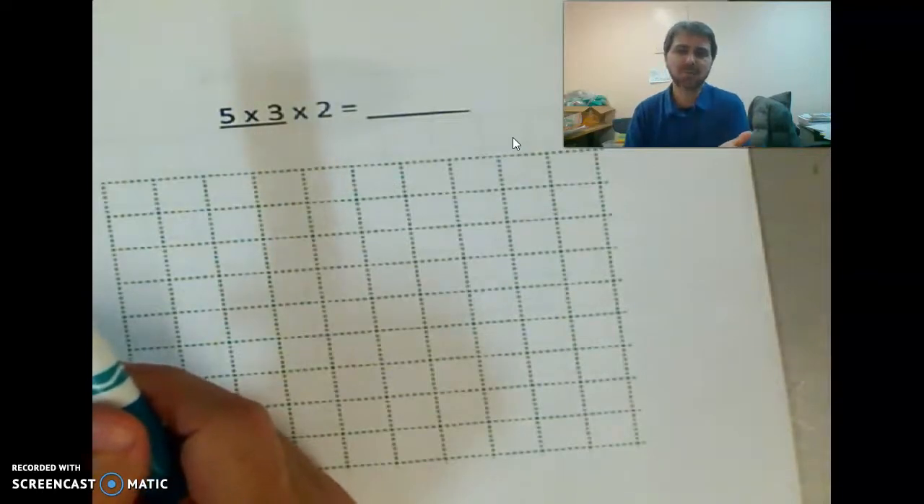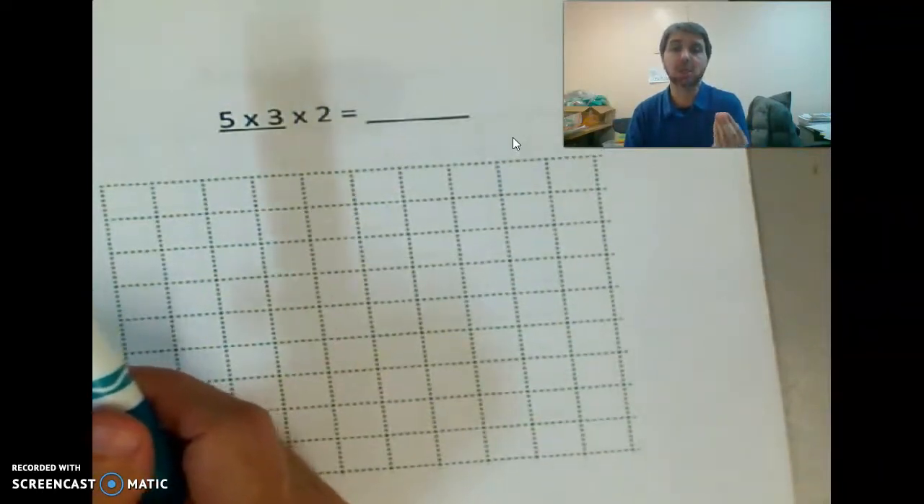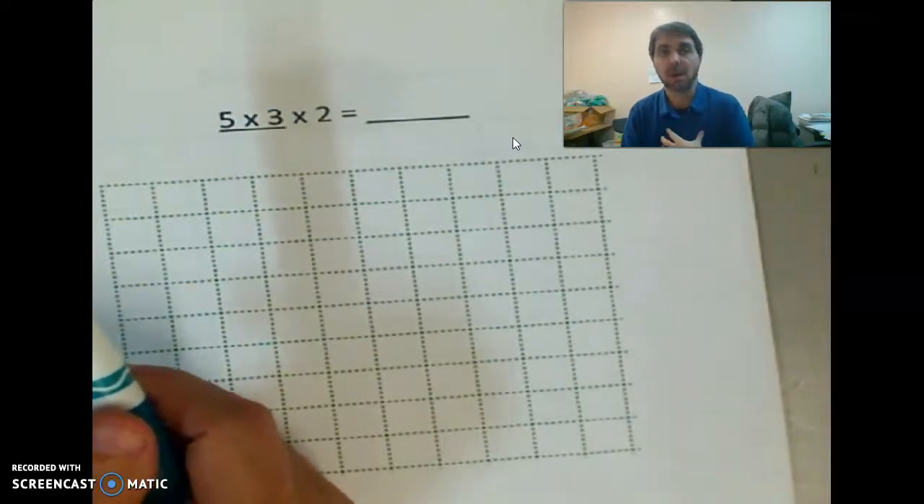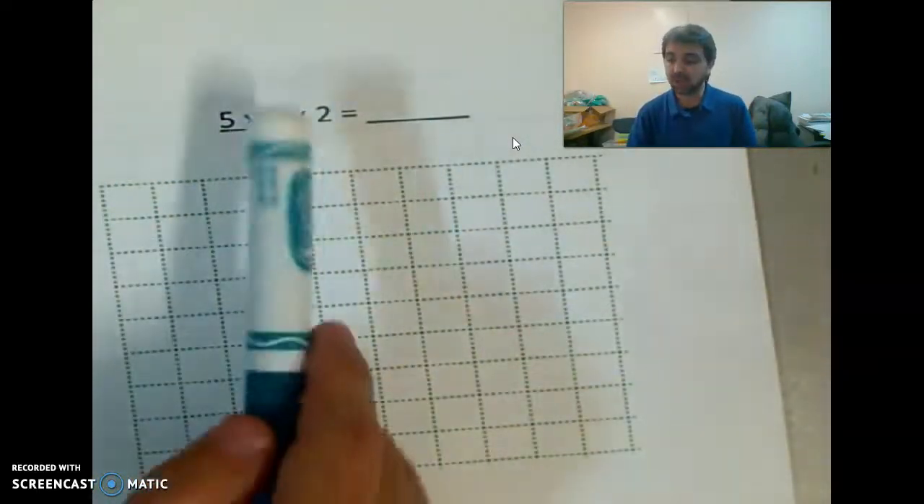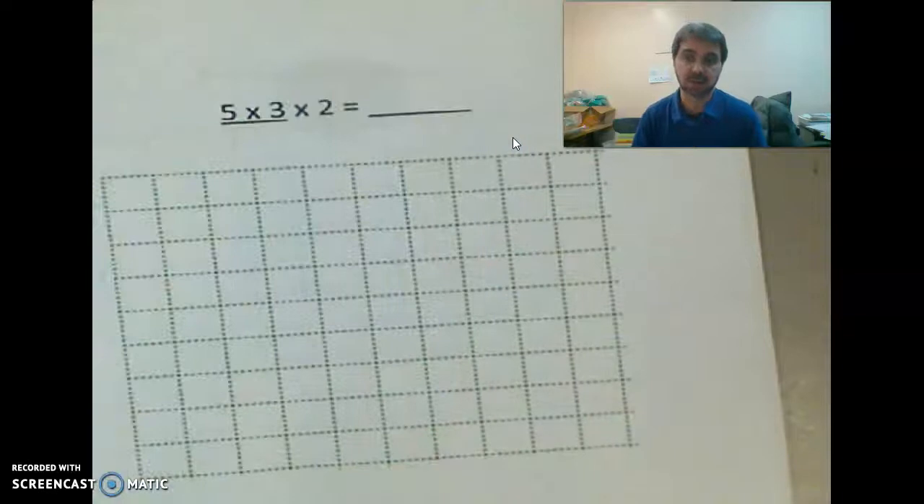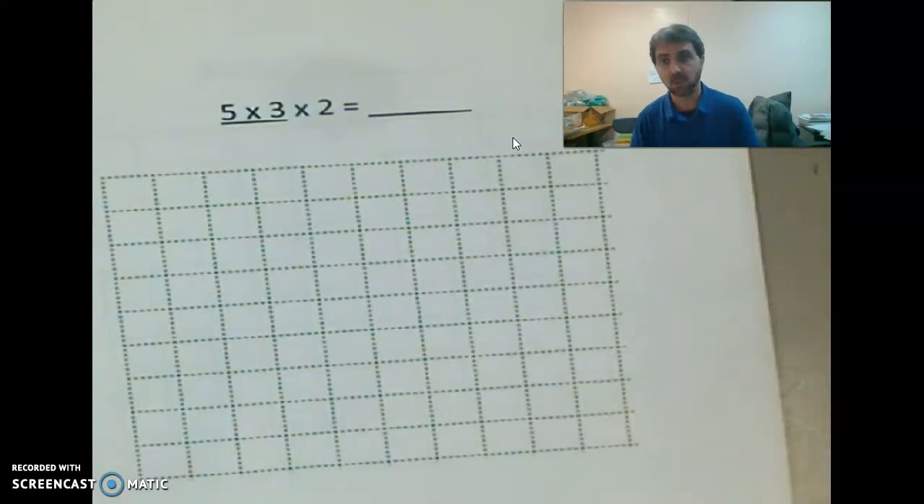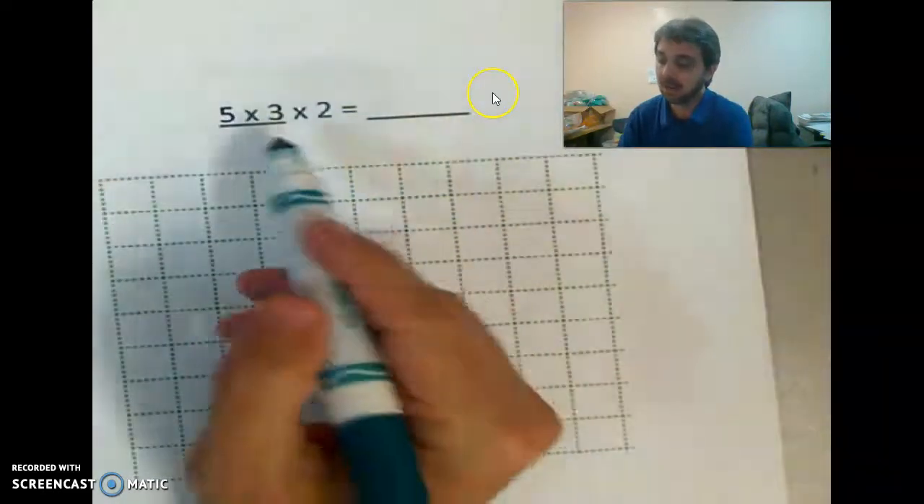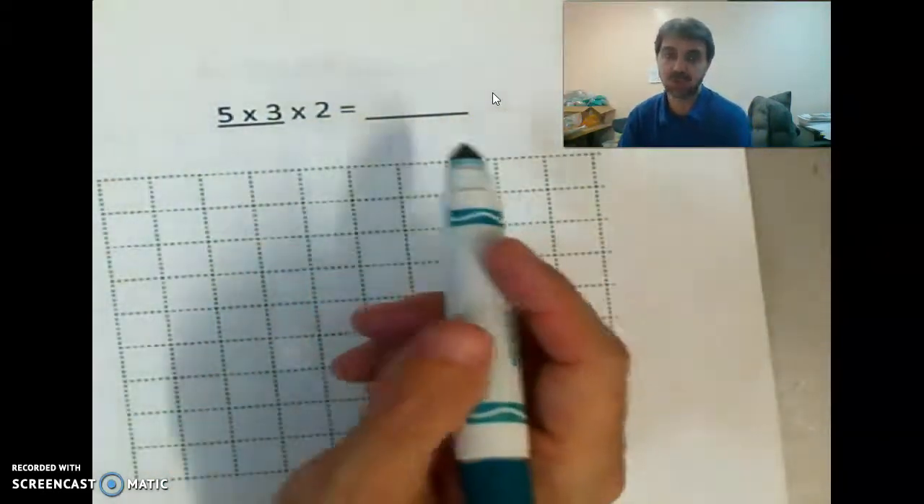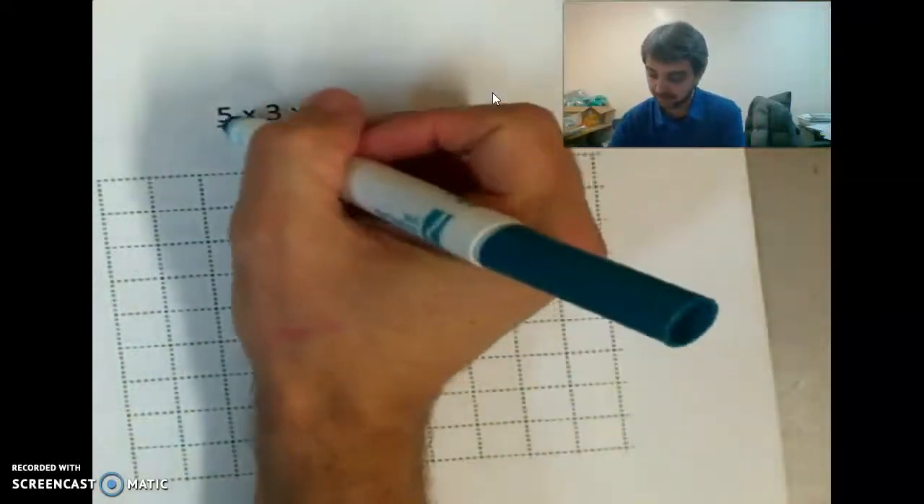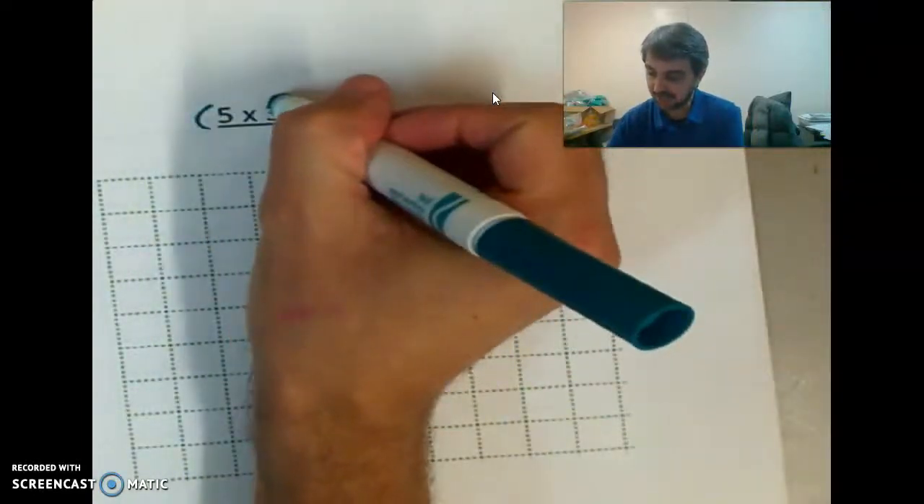But like with the commutative property, it doesn't mean it's always going to look the same. So you'll notice that 2 of these numbers are underlined, okay? So I'm going to show you how I think about the associative property, all right? And then I want you to try and do what I did. So I'm going to give you an example. 5 times 3 times 2. So first I'm going to do 5 times 3.